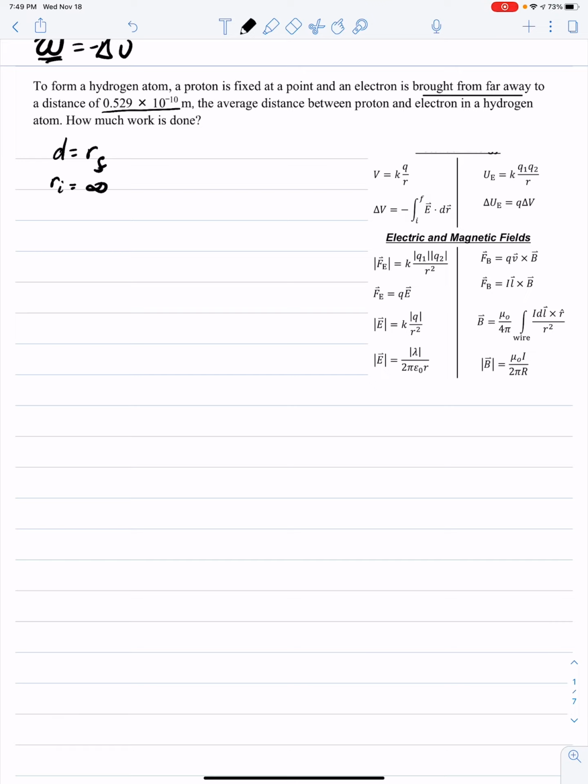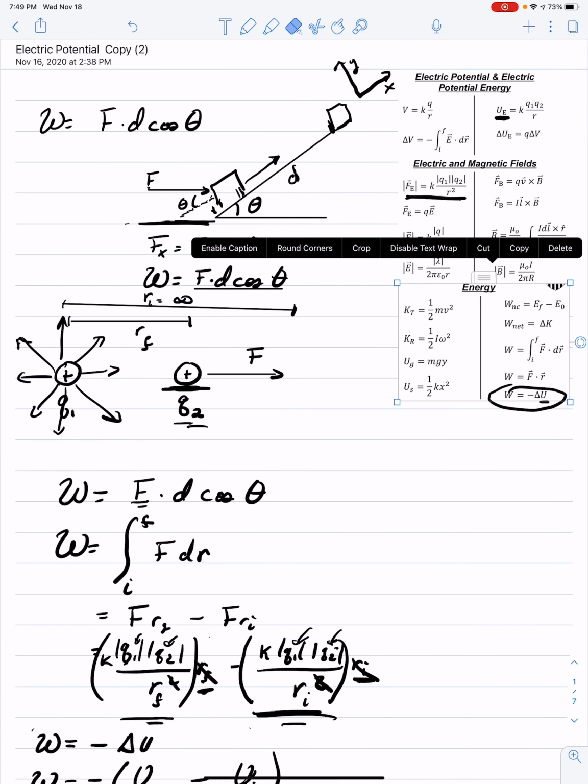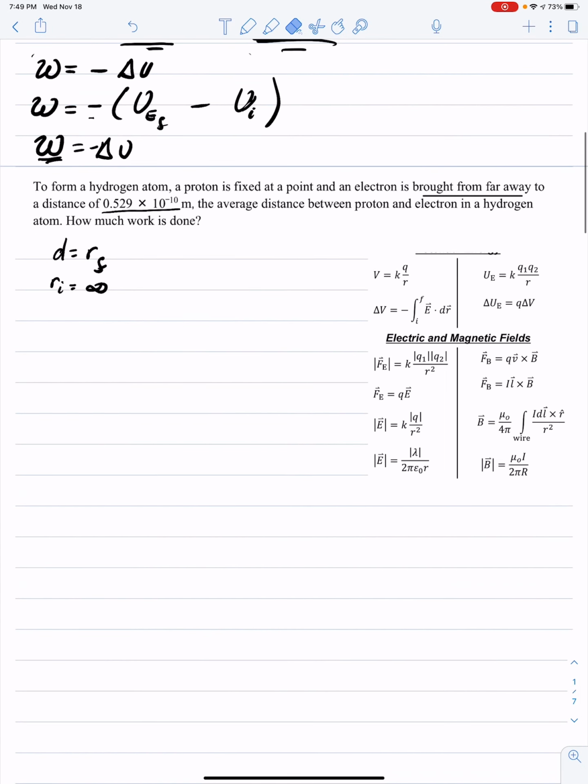So looking at your equations, you can do it two ways. You can use your equations here. I'm going to bring this up, copy, and paste.